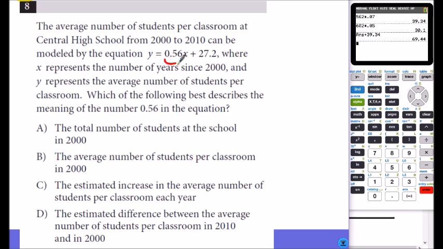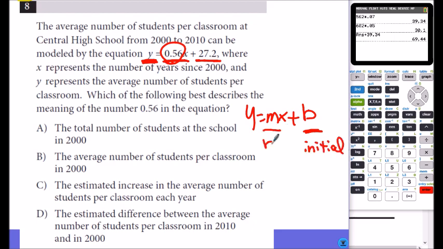So that's rate of change. Here it gives you the average number of students each year. So probably this is where you started, and each year the average student count increased. This is a positive slope, increased by 0.56. So it's a rate of change. So always y equals mx plus b. There will be a lot of questions involving y equals mx plus b. B is the initial value, what you start with, the y-intercept, and m is the rate of change, how much it changes over your x.